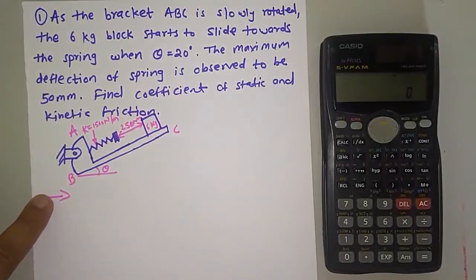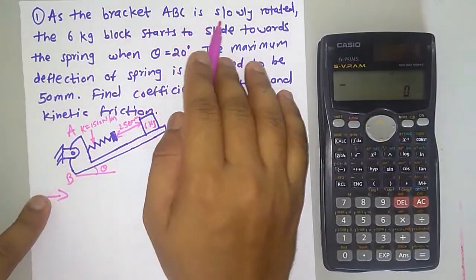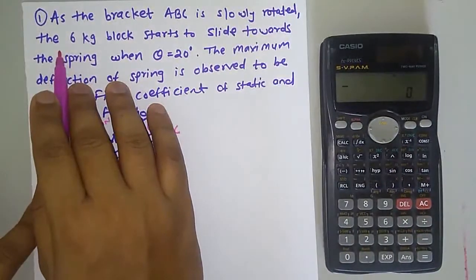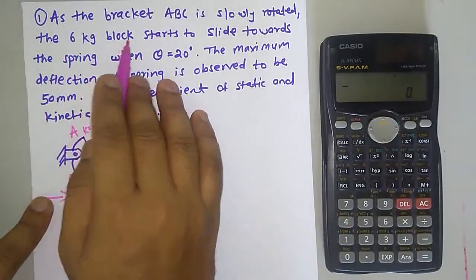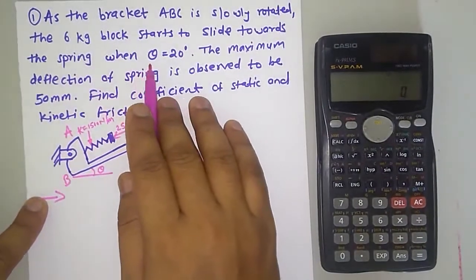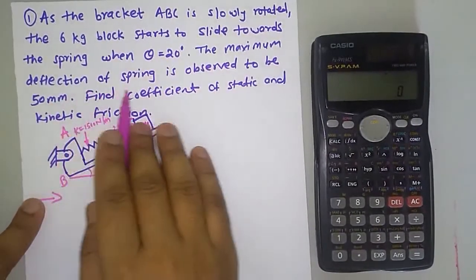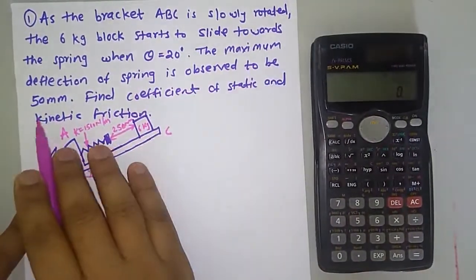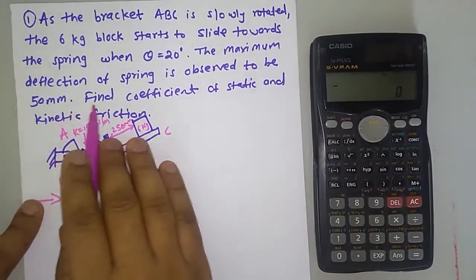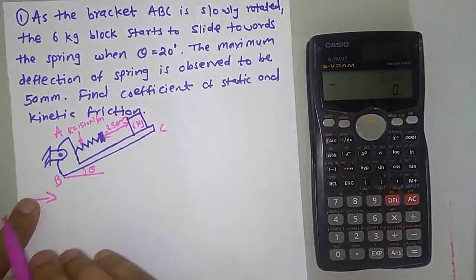Now we will start to solve the problem related to the work energy principle. The first problem. As the bracket ABC is slowly rotated, the 6 kg block starts to slide towards the spring when theta is 20 degrees. The maximum deflection of the spring is observed to be 50 mm. Find the coefficient of static and kinetic friction.